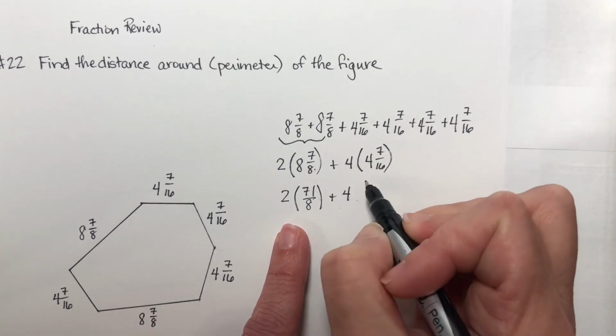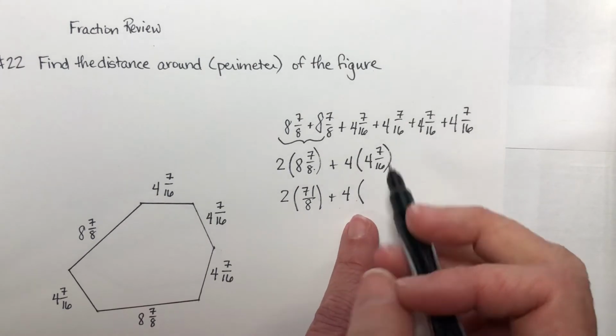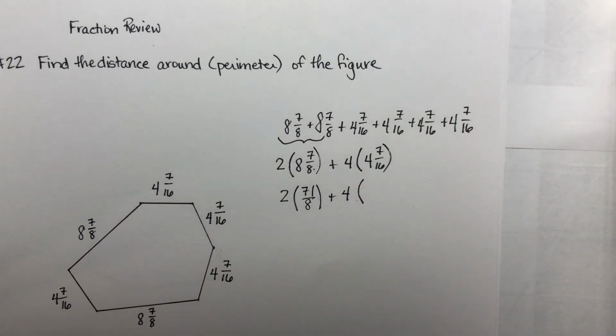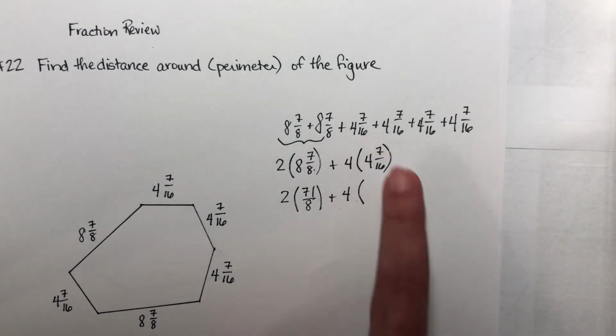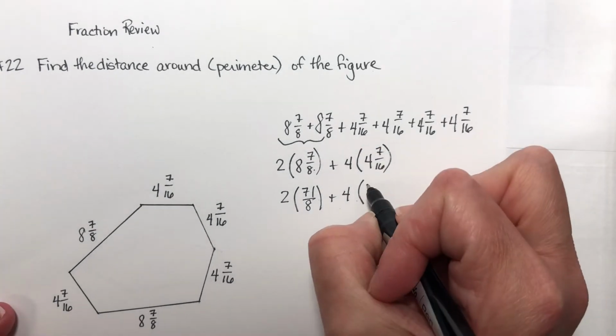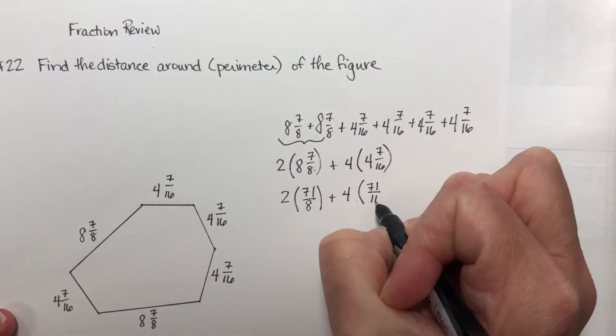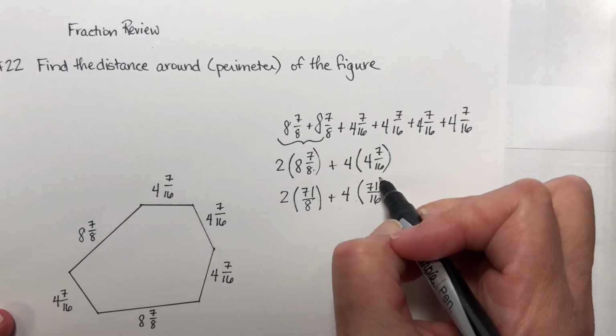Plus 4 times. We do the same thing here. 16 times 4 is 64, plus 7, well, we've got the same value there. This is 71, but this is 16ths, not eighths. That's the big difference here.